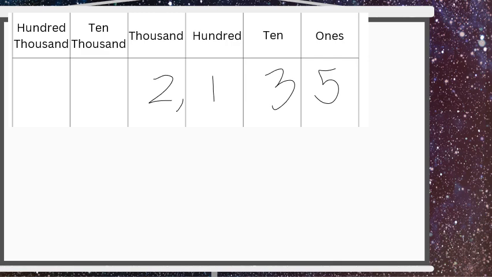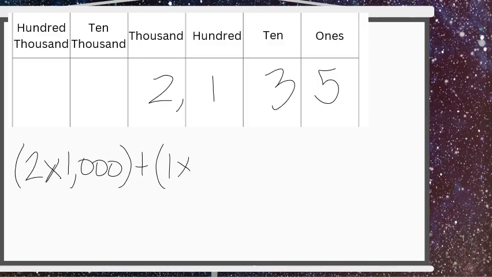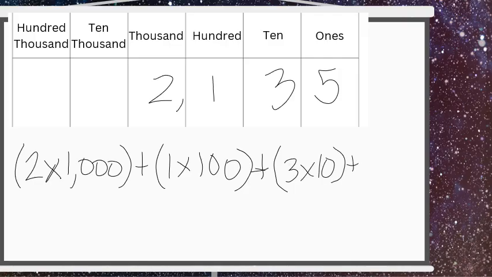All right, let's write our number in expanded notation. So our first digit is the 2, and it is in the thousands place. So I'm going to do 2 times 1,000 plus, next we have a 1 in the hundreds place. So we're going to do 1 times 100 plus, our next digit is 3, and it is in the tens place. So we're going to do 3 times 10. And then lastly, we have a 5 in the ones place, so we're going to do 5 times 1.